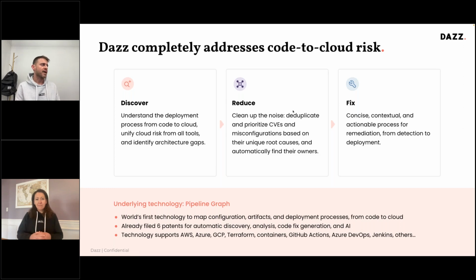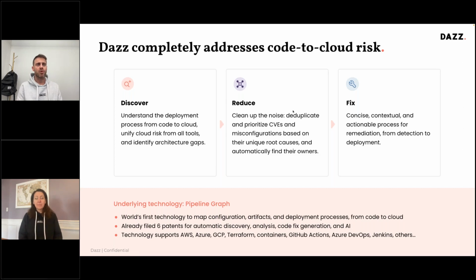So we're unifying all the risks from those tools and identifying the architecture gaps that they have in their environments. This is a very important phase. We can show our customers in our platform all of the phases from code to cloud and vice versa, and show them where they need to put more emphasis. The second theme is reduce.